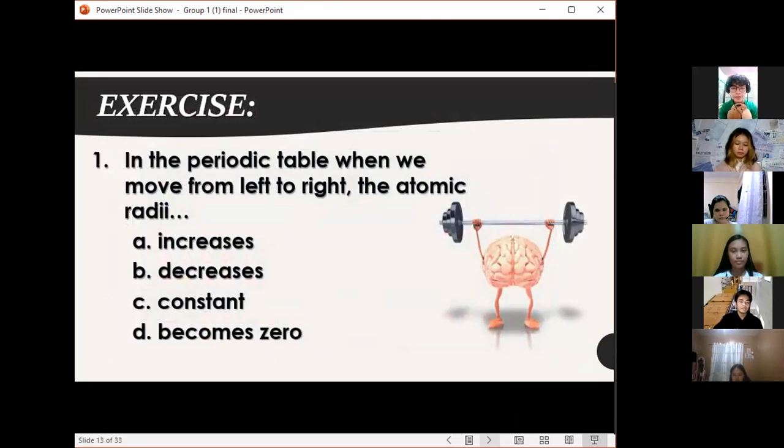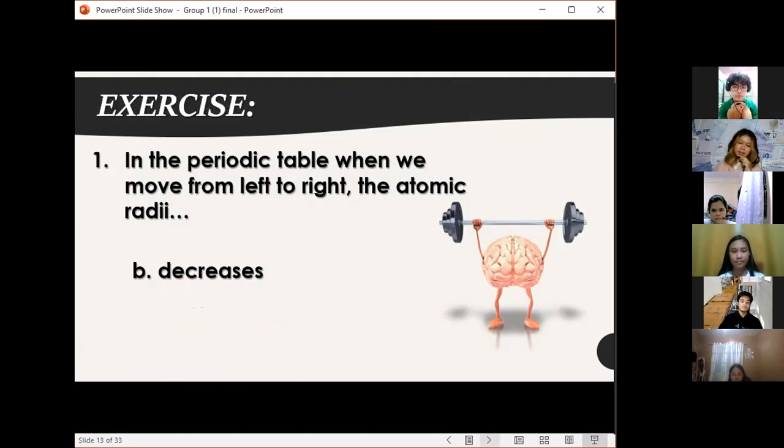And here is an exercise to better understand the concept of atomic radius. In the periodic table, when we move from left to right, the atomic radii: A, increases; B, decreases; C, constant; or D, becomes zero. The answer is B, it decreases. Kasi when the valence electron is added tapos the protons pa are increasing, yung electrons ay magpo-pull together closer to the nucleus which makes the size of an atom smaller.